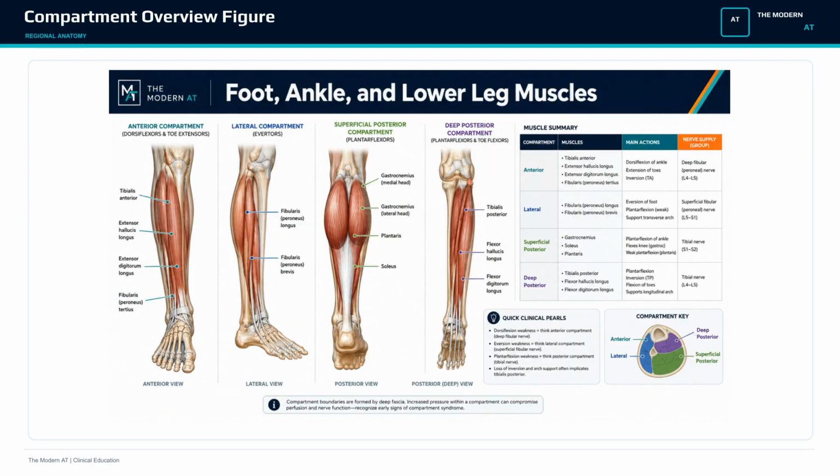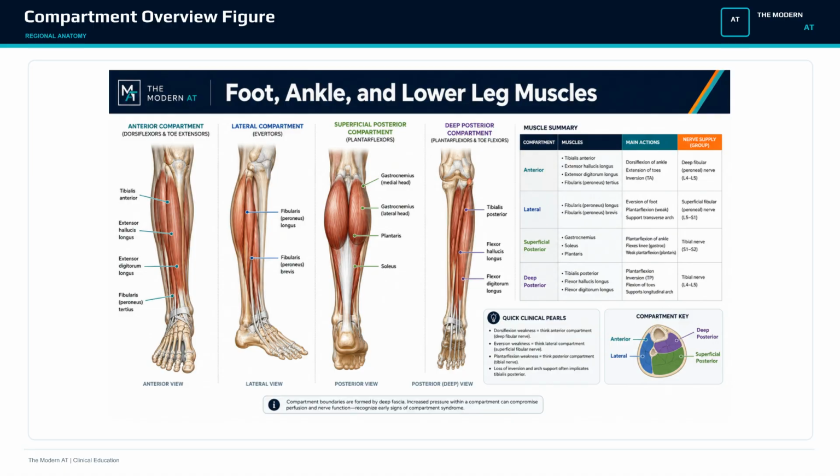Use this figure to build a mental map of the lower leg. The region is organized into compartments with predictable actions, nerve supplies, and symptom patterns. That organization helps you localize problems during an exam.